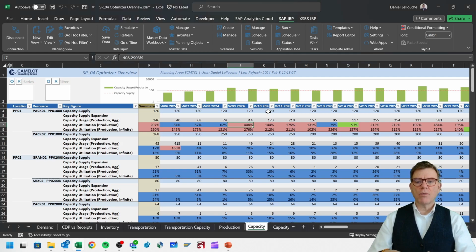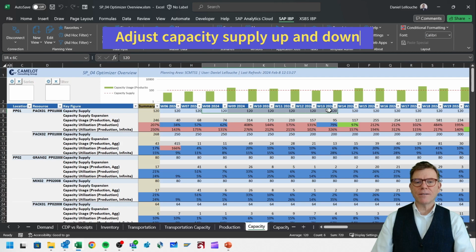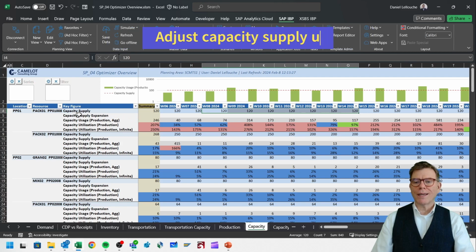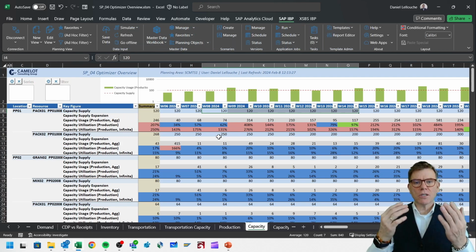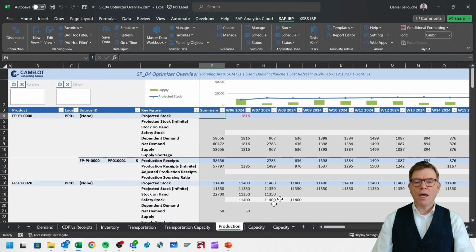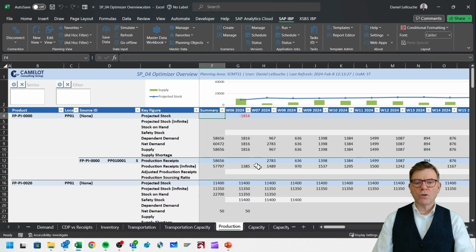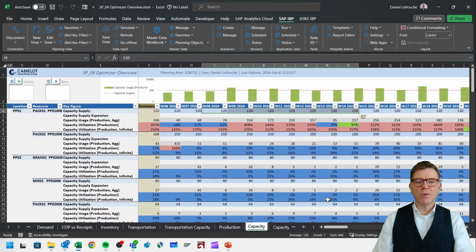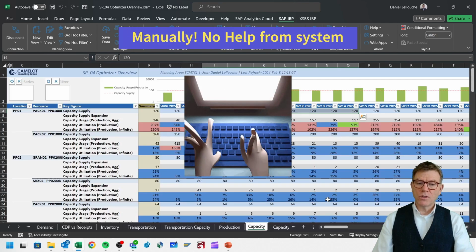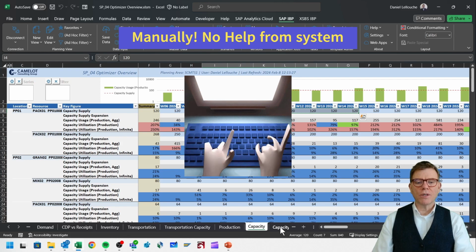Using heuristics, I would have to review the production by increasing the capacities, the so-called capacity supply, increasing each resource, or going into the production and playing with the adjusted production receipt on the different products, in order to reshuffle when a product shall be produced according to the capacity being available on the other end. Not an easy job. You can even make use of the capacity detail view.